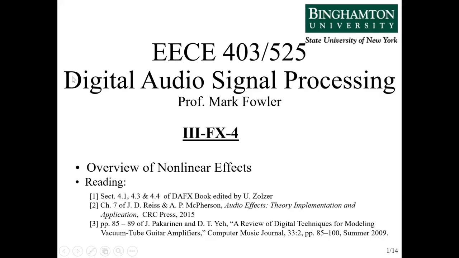Okay, welcome to Unit 3, Note Set 4. Remember, Unit 3 is on various effects, and the one thing that we're going to be talking about in this note set and several of the subsequent note sets is nonlinear effects. Now, yes, the compressor that we just looked at in Note Set 3 is a nonlinear effect, but I grouped that separately.